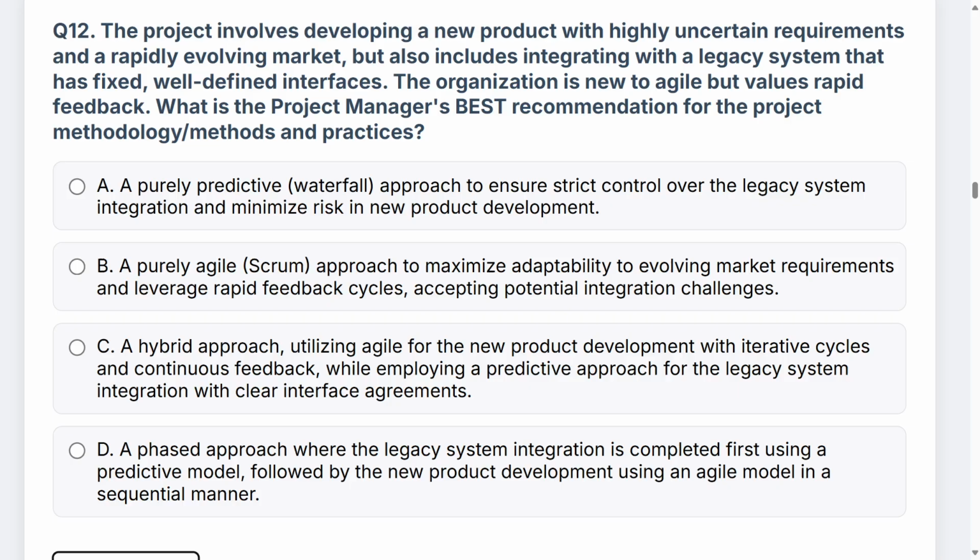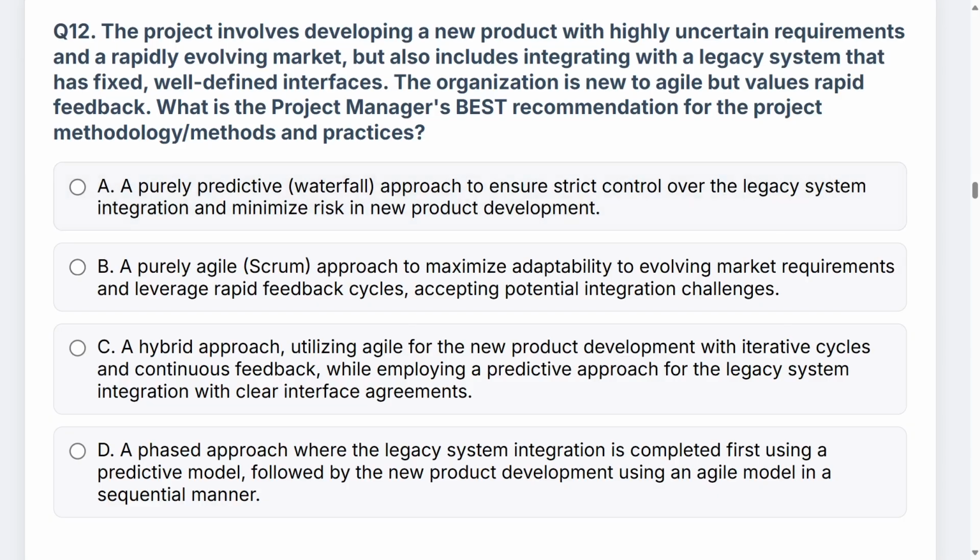Is it C, a hybrid approach utilizing Agile for the new product development with iterative cycles and continuous feedback, while employing a predictive approach for legacy system integration with clear interface agreements? Or is it D, a phased approach where legacy system integration is completed first using a predictive model, followed by the new product development using an agile model in a sequential manner? I'll give you some time to think about this answer.